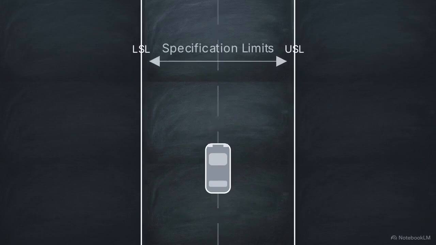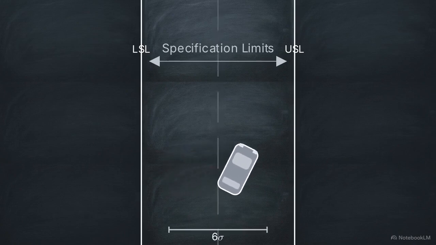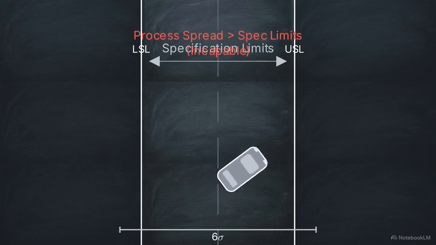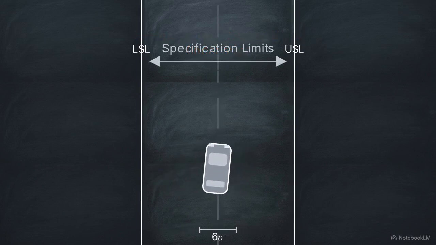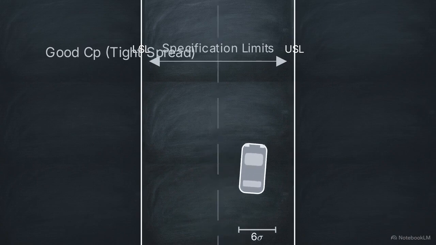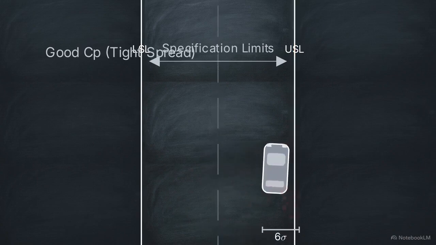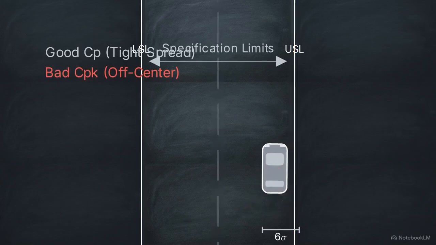To lock in the difference between potential spread and actual centering, look at this driving analogy. The total width of the road represents your specification limits. The side-to-side sway of the car as it travels represents the natural process variation. Imagine a car with tight steering, driving in a narrow straight line. That is a good Cp. But if that car is driving on the right shoulder, scraping against the guardrail, it is causing damage. That is a bad Cpk.